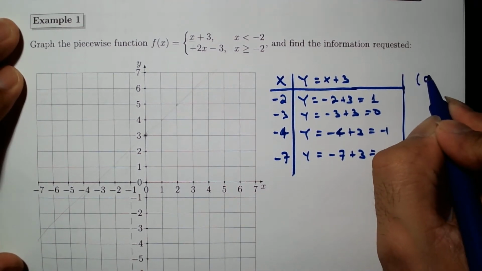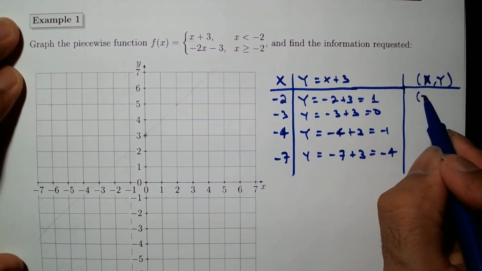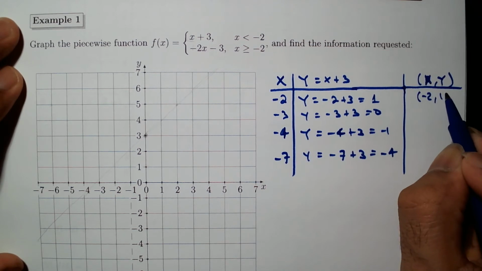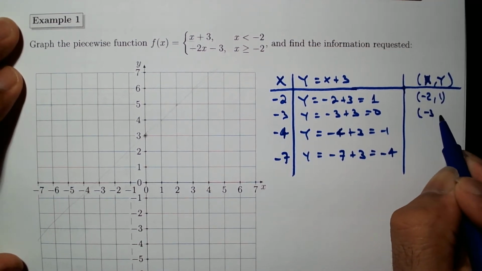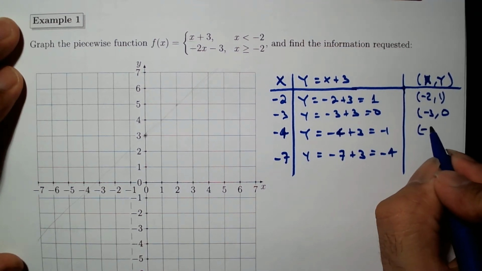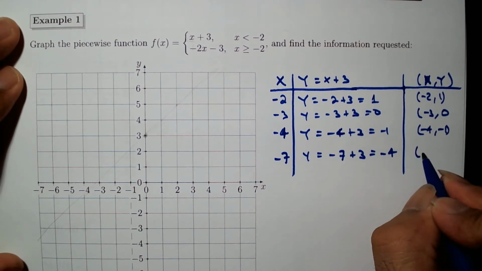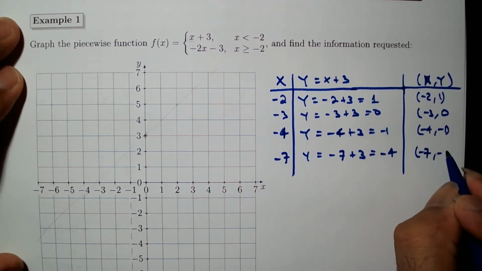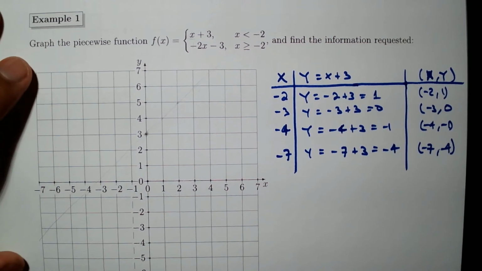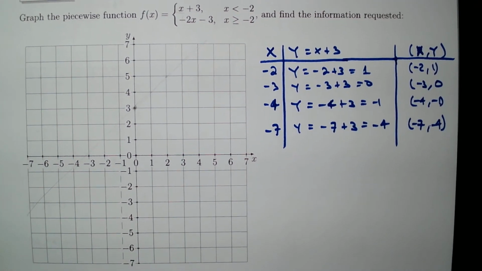Okay, so this will give me the ordered pairs -2, 1; -3, 0; -4, -1; and -7, -4. I mean the usual plug-in points, and then plotting the graph. I mean graphing functions or graphing equations by plotting points, by plugging in numbers.